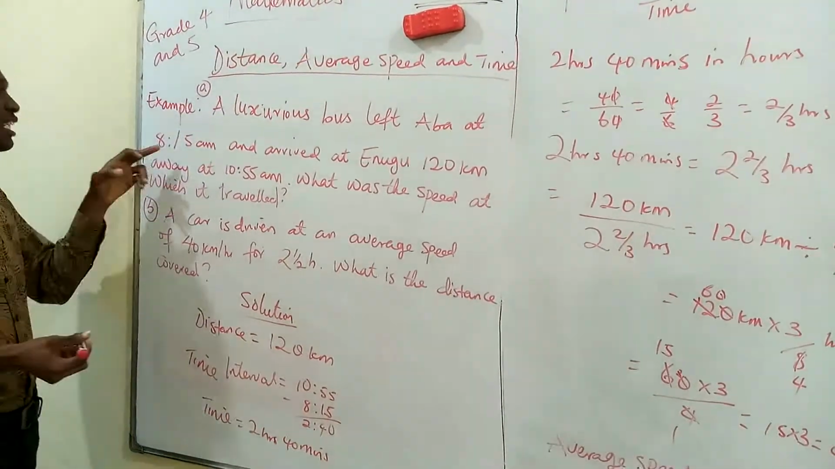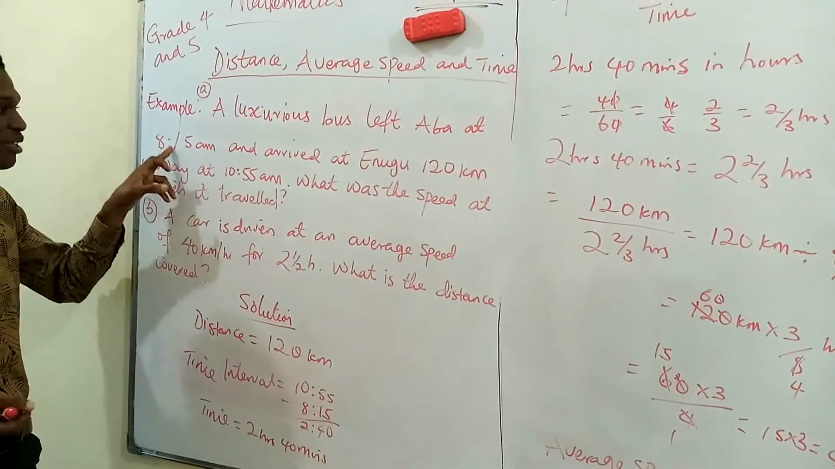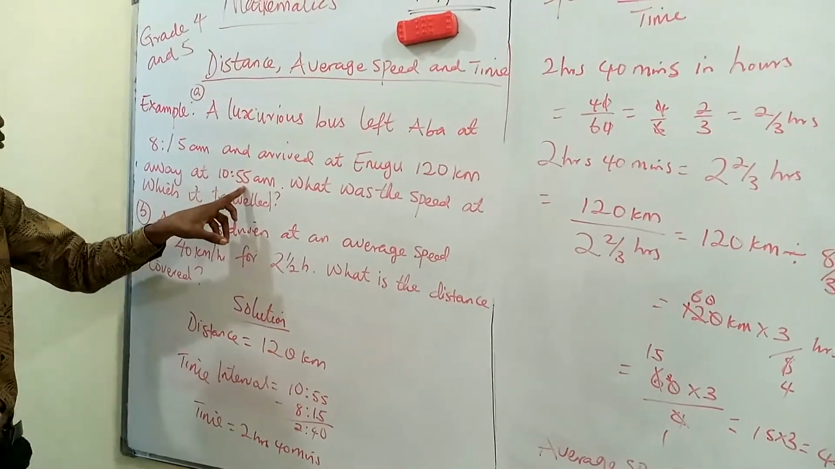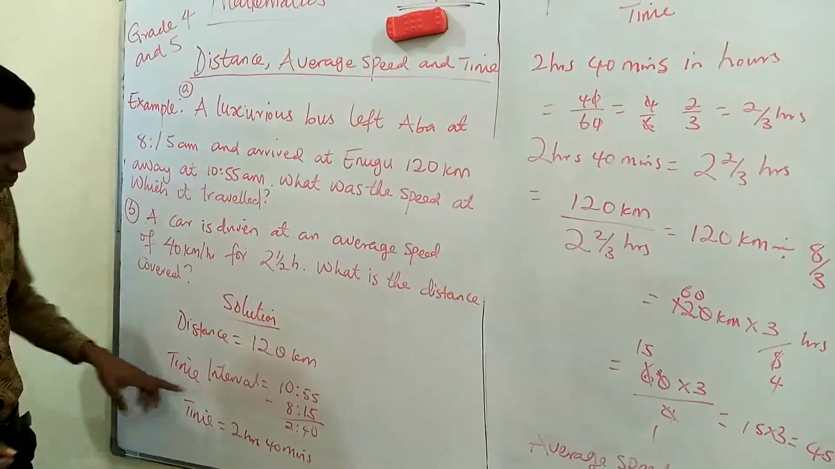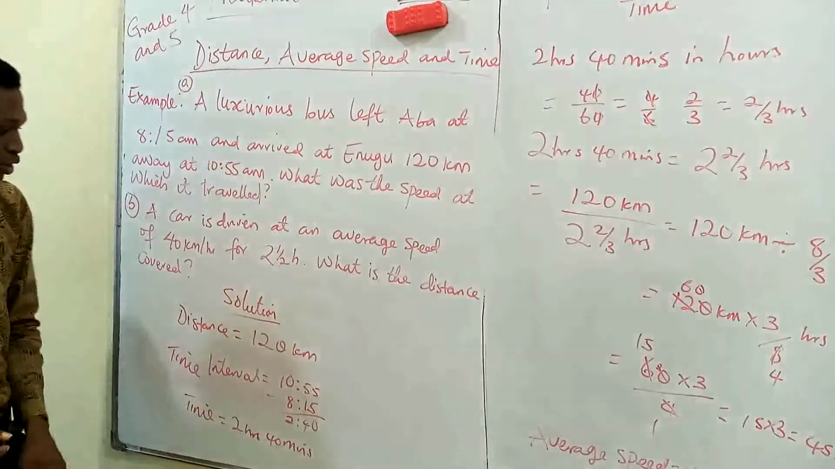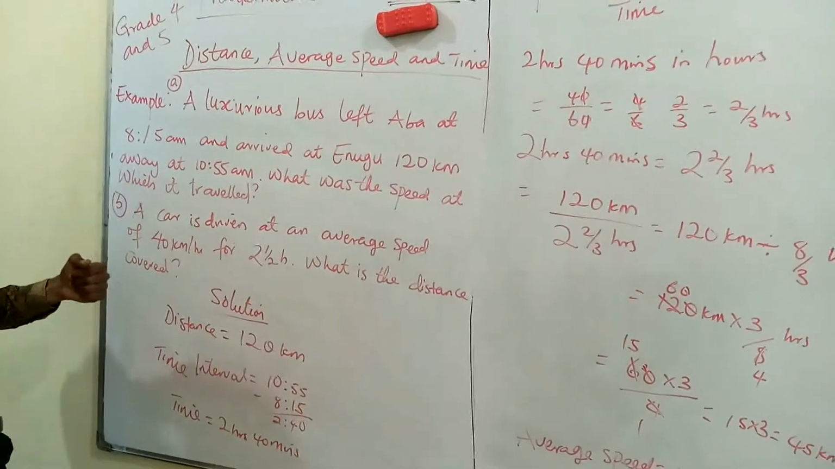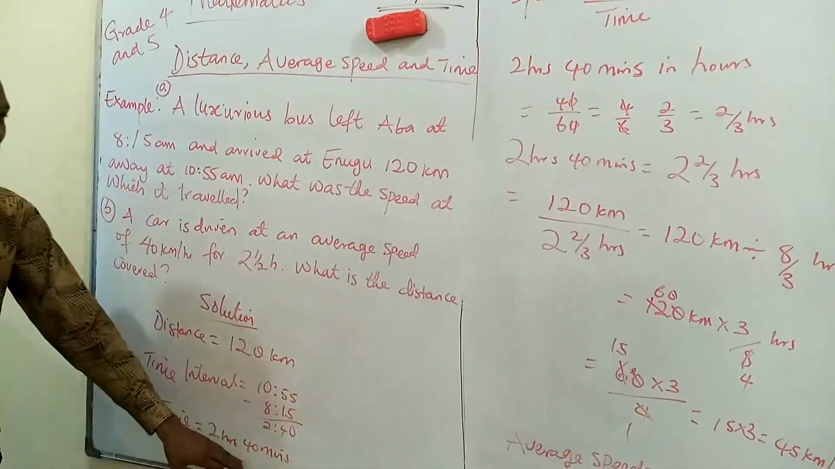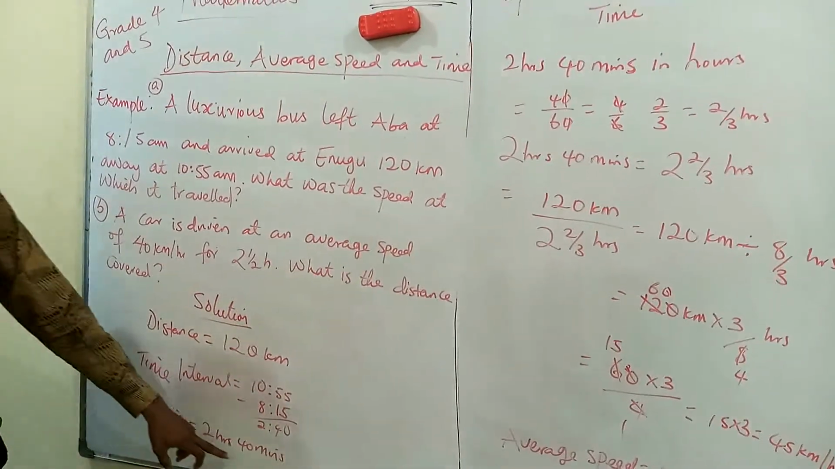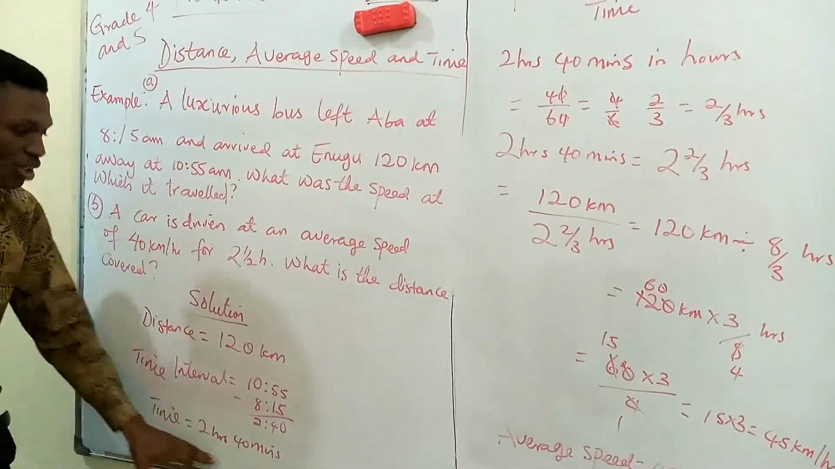Rather, we are told the time of leaving and the time of getting to Enugu. The time interval between 8:15 and 10:55 is 2 hours 40 minutes. So the journey took them 2 hours 40 minutes. So we have this as our time. But we have 40 minutes to express in hours.